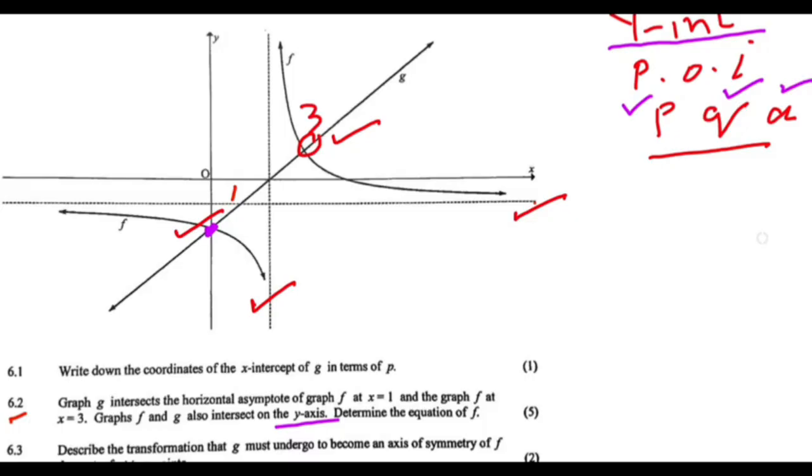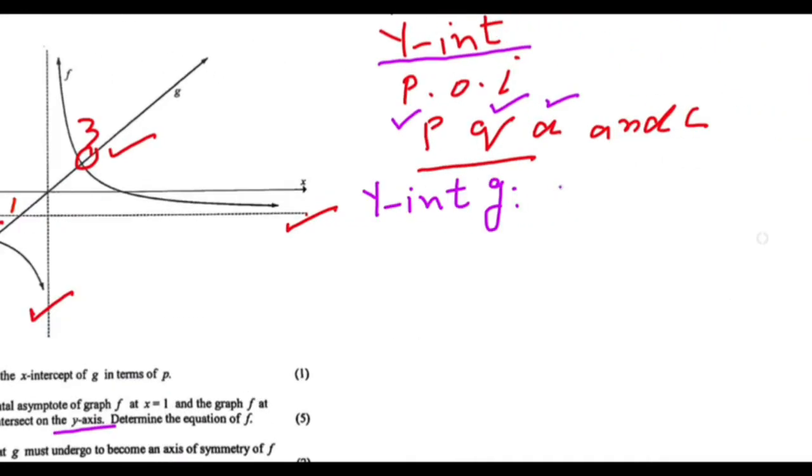So the y-intercept is a point of intersection. This means they have the same y-intercept, the y-intercept of g and the y-intercept of f. They are the same, because at the y-intercept the x value must be equal to 0. So y is equal to 0 plus c. Therefore the y-intercept will be y is equal to c. So the y-intercept is x value 0 and y value c.